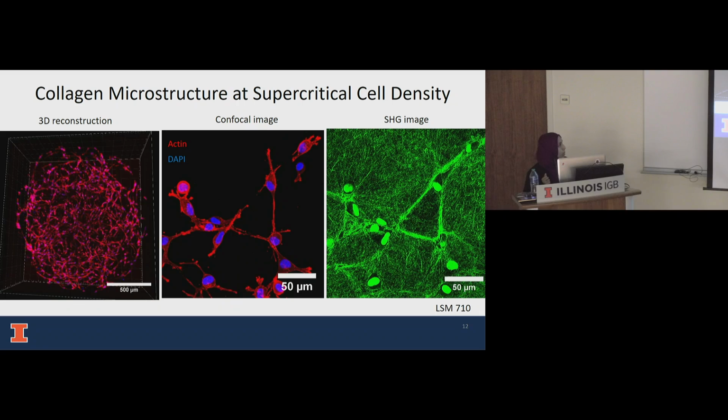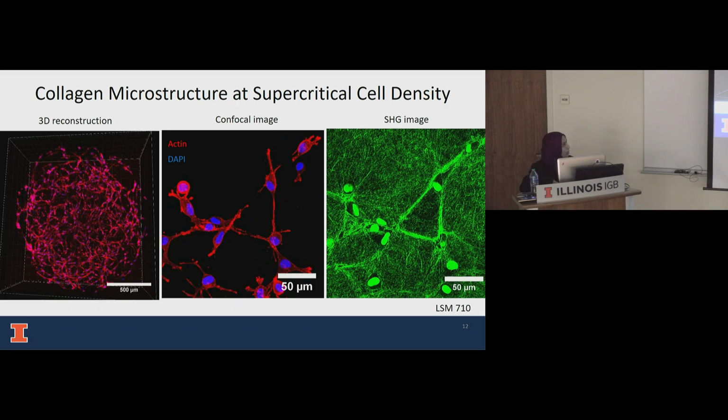And if we look into the collagen architecture, we see that thick collagen bundles form between these interacting cells. This renders the collagen microarchitecture rather anisotropic, where we can see thick and intense fiber bundles between interacting cells, and in the other places the fiber distribution is rather uniform.